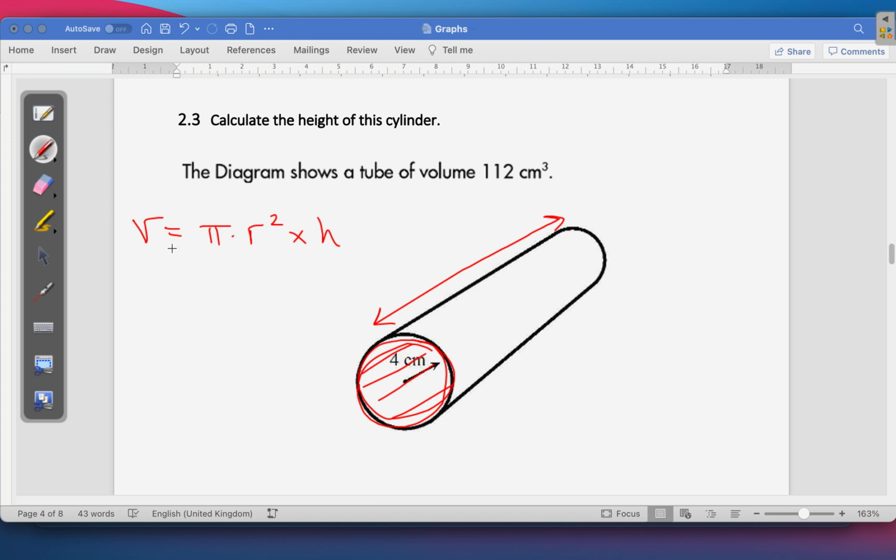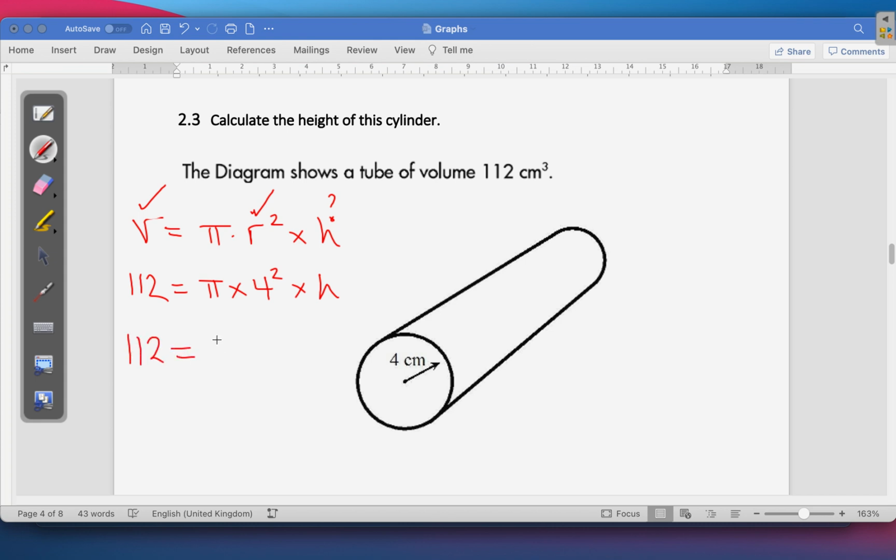Okay, but instead of being told the radius and the height and then working out the volume, we've been told the volume and the radius, and we've got to find out what the height is. So what we can write down is we can write in the blanks. We know that the volume is 112. We know that the radius is 4. And then times by h. So we can simplify this and write 112 is equal to 16 pi times by h.